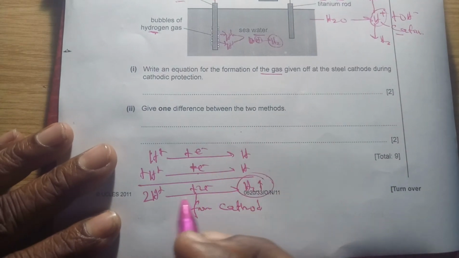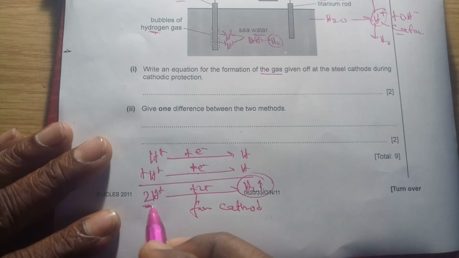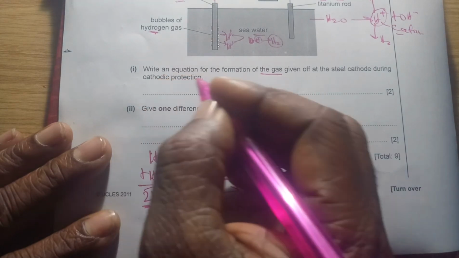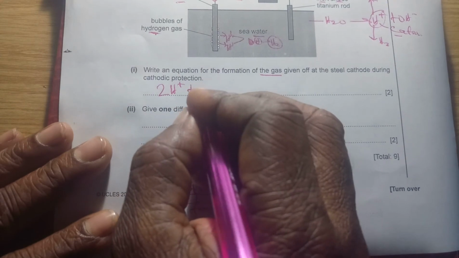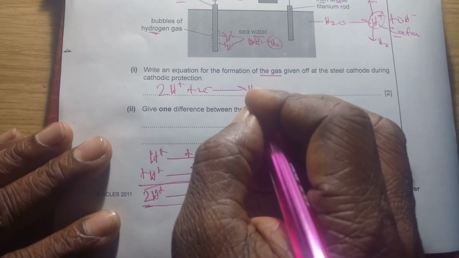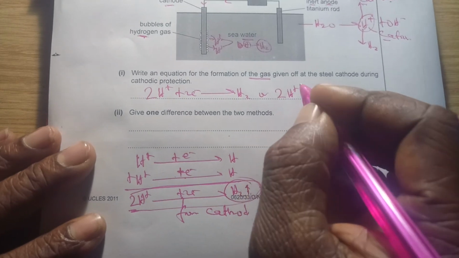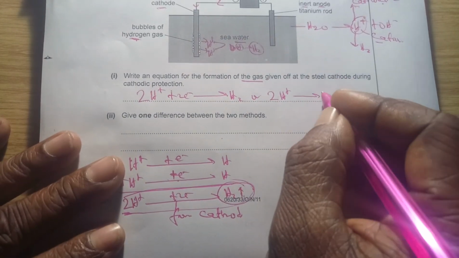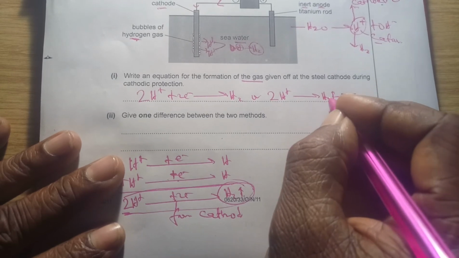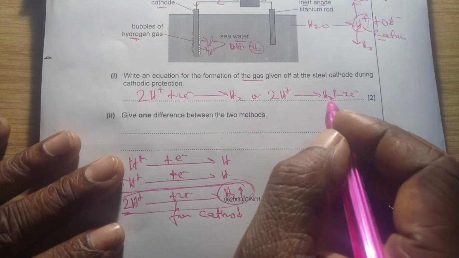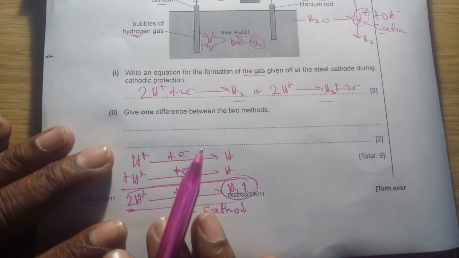So this is just the equation, this is what they need, this very one. So you write 2H plus plus 2e minus gives H2. Or you can simply write 2H plus, H2 minus 2e. So don't forget, this is the gas and this is the gas. Either of these is correct, right?